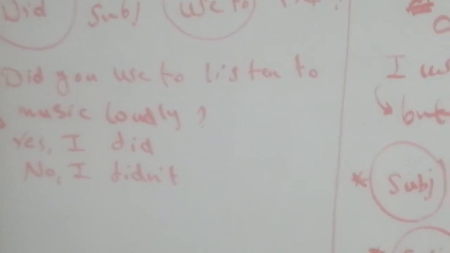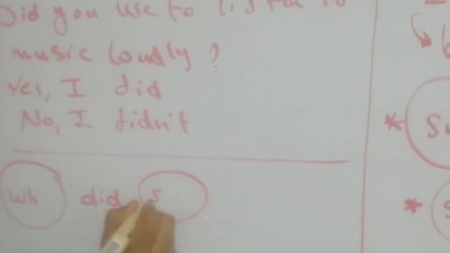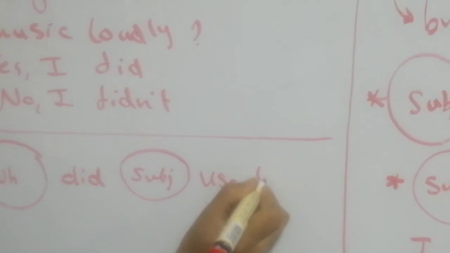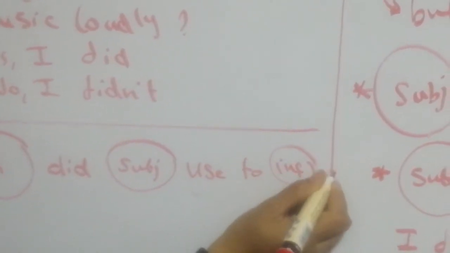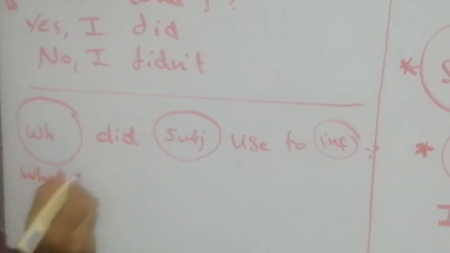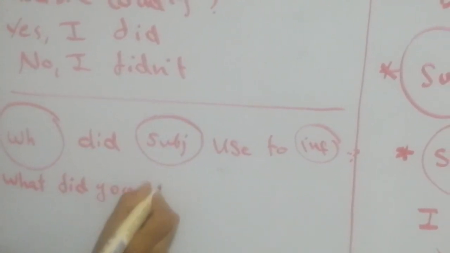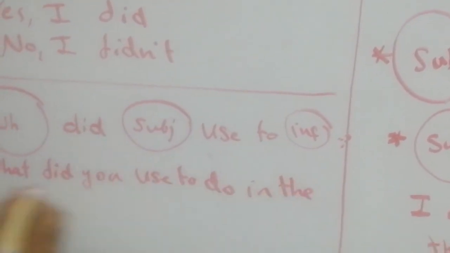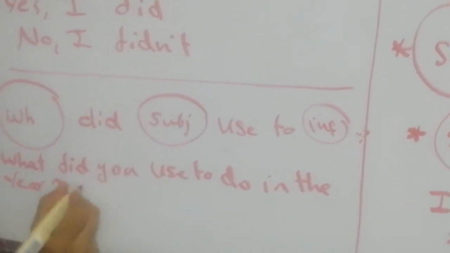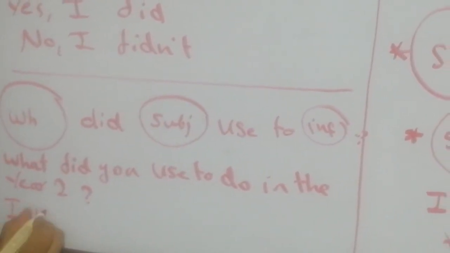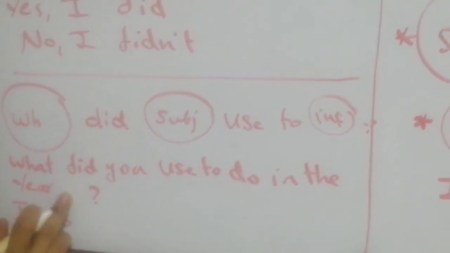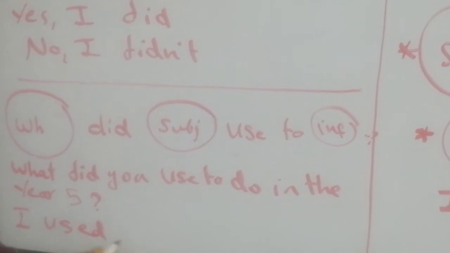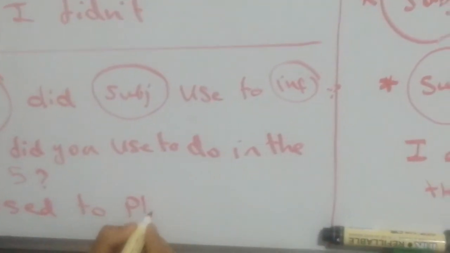Okay, يا ترى لو question with wh question word, wh question word then did, subject, use to, infinitive. What did you use to do in the year 2? I used to play with matches.